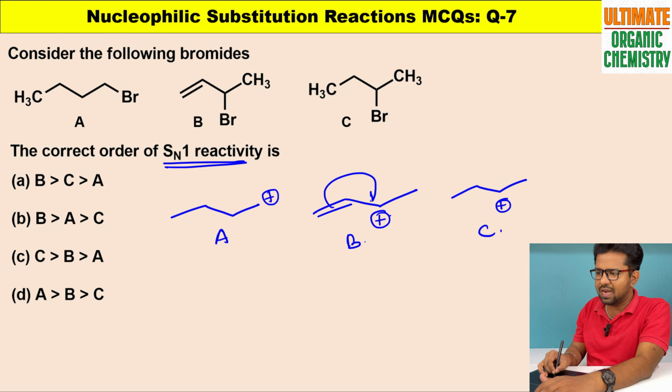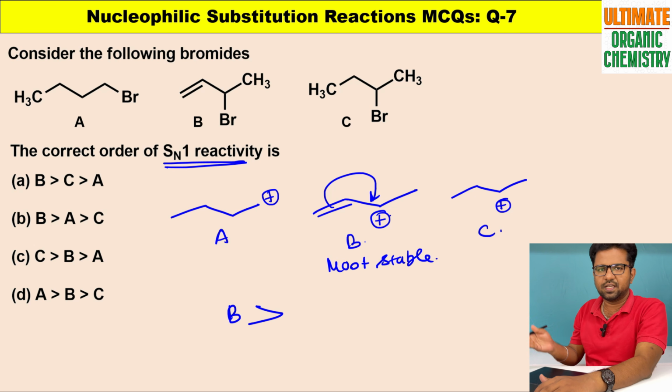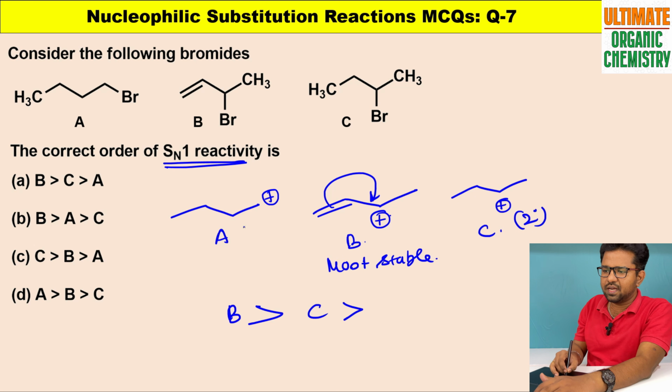So among the three species, which is most stable? Obviously, you know that the allyl cation is most stable because of resonance. The most stable cation is the most reactive, so the most reactive species is B, followed by the next stable cation, the secondary cation C. The least reactive will be the primary cation A, because the primary cation is least stable. It will not form easily, so the reactivity will be lowest. So BCA is the right answer. The right answer is option A.